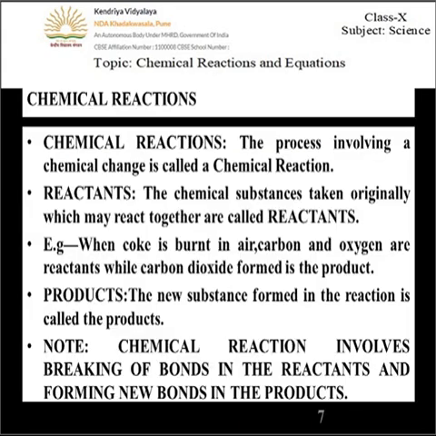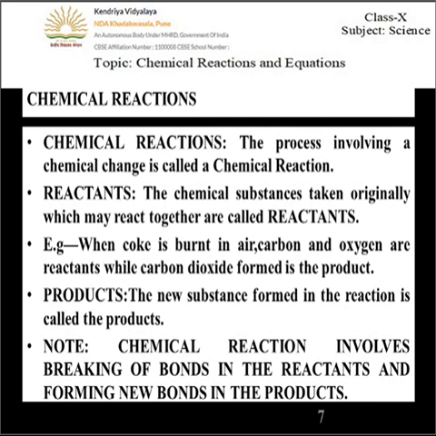Now moving on to the next slide, let us now discuss what chemical reactions are. Chemical reactions are the processes which involve a chemical change. The chemical changes which we have discussed just now are all examples of chemical reactions. In chemical reactions, we have some original substances which may react together to give some new products. Those substances which are originally present and which react together to give us some new substance are called the reactants.